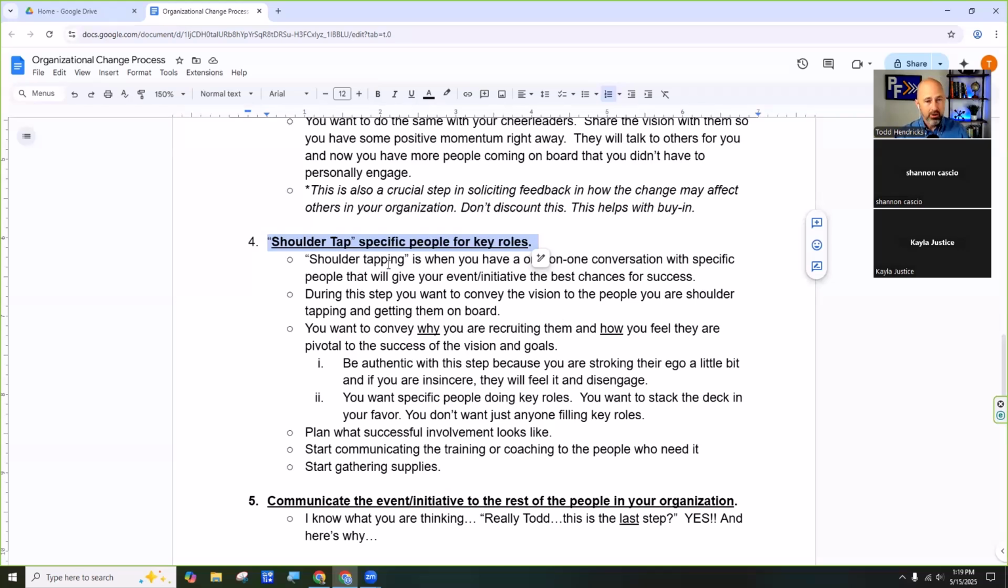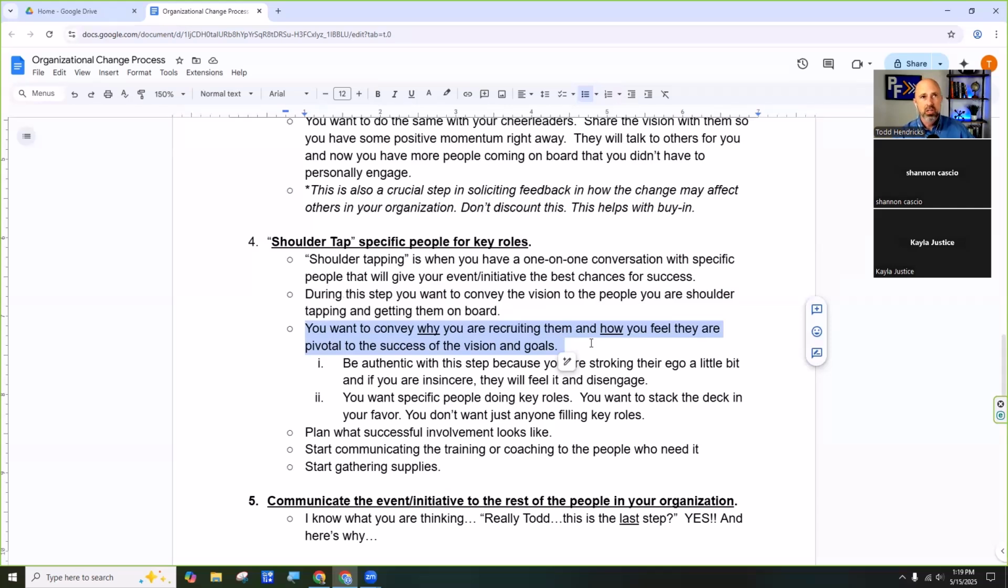During this step, while you're having these shoulder tapping conversations, you want to convey the vision to the person that you're talking to. That's going to help get them on board. You want to convey the vision, say, hey, Marissa, I want you to work on this technology piece because the broader vision, what we're trying to accomplish, is X, Y, and Z. And your role is crucial. You have to convey why they are important and how you feel they are pivotal to the success of the vision and the goals.